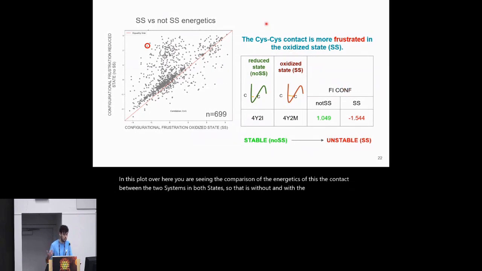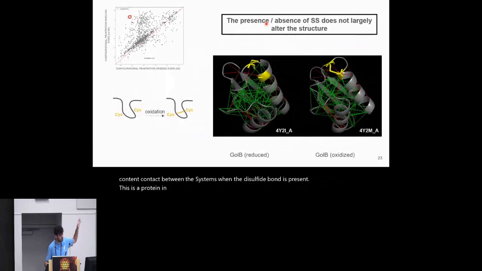For you to see one more example, we selected one of the cases in which we transition from a very stable, minimally frustrated contact between these two cysteines to a very unstable, highly frustrated contact between the cysteines when the disulfide bond is present. This is the protein in question, and if we remove all of the contacts that we don't really care about, we are left with this.